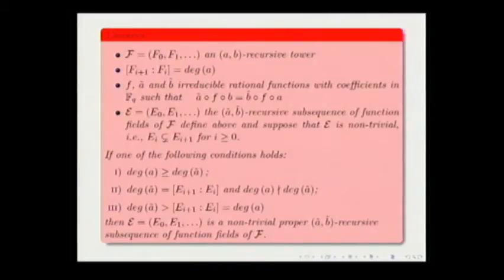And this was done in this theorem. If we have these conditions that are really easy to check, then we have that the recursive sequence is strict. I mean, this subsequence is proper as a subtower of the tower F. And as I say, these are conditions that are proved only on the degree of the rational functions defining the extension, so they are really easy to check.